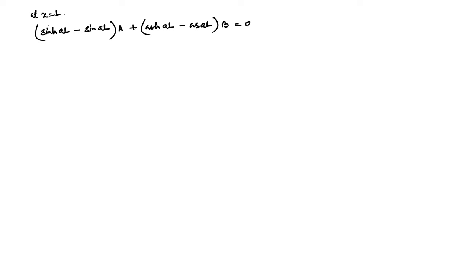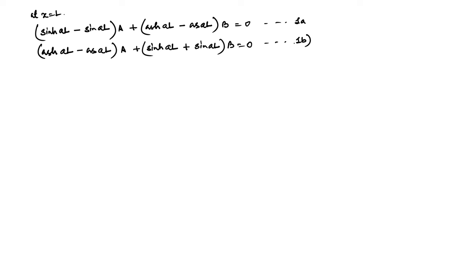Then if we consider the second condition at x equal to L, we have cos hyperbolic A L minus cos A L times A plus sin hyperbolic A L plus sin A L times B equal to 0. So, this is say equation 1A and equation 1B. Now, what we can conclude is that A equal to B equal to 0 is not the solution we are looking for, because this is a trivial solution.